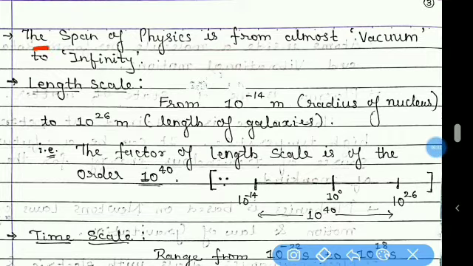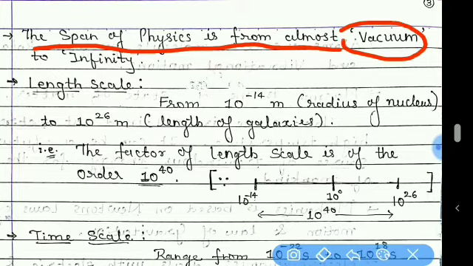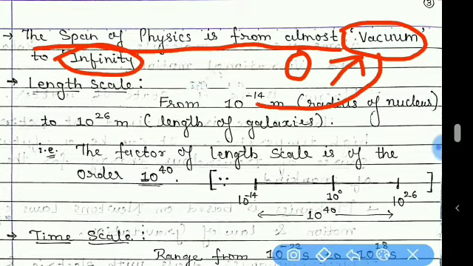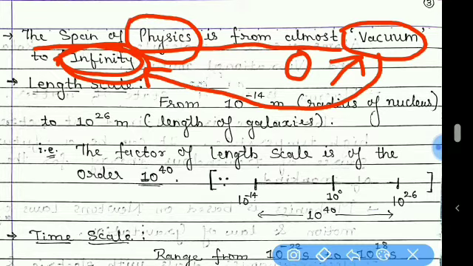Now students, you can see here this statement: the span of physics is almost from vacuum to infinity. It means that the discoveries in earlier times, if we consider that as zero discoveries or inventions, and then from that stage the discovery started, and those discoveries will have no end, up to infinity. So that is nothing but the span of physics. From almost zero invention or discoveries it started, and yet it is continuing, and it will continue till infinity.